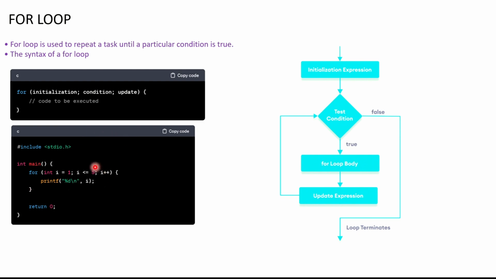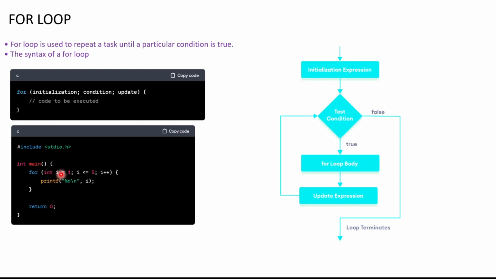So let's take a simple program. In the main function, we can see again we use the for loop, and we have initialized the value of I to 1. And we are given the condition that I is less than or equal to 5. So the output of the statement is going to be similar to the while or do while loop. It's nothing but 1, 2, 3, 4, 5.